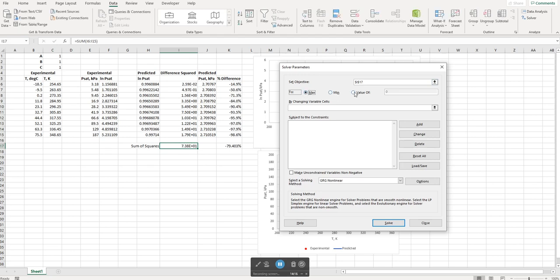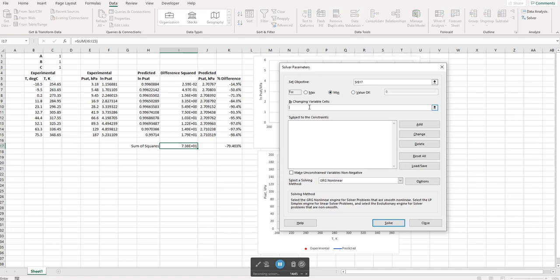I want to minimize. I don't want to maximize. I don't want to set it to be a value of 0 because probably this is not going to be an exact fit where I will get a 0. And so if I set a value of 0, it's probably never going to converge. And so what I do is I want to minimize it. So that's going to minimize it. And how am I going to minimize it? I'm going to do it by changing these variable cells.